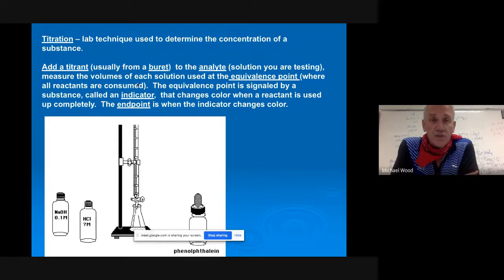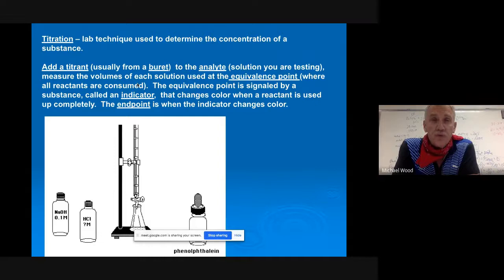What we did in first year chem was an acid-base titration. What we're going to do in class is a reduction-oxidation titration. A titration is a lab technique used to determine the concentration of a substance. You add a titrant from a burette to the analyte, the solution you're testing, and you measure the volumes of each solution at the equivalence point.